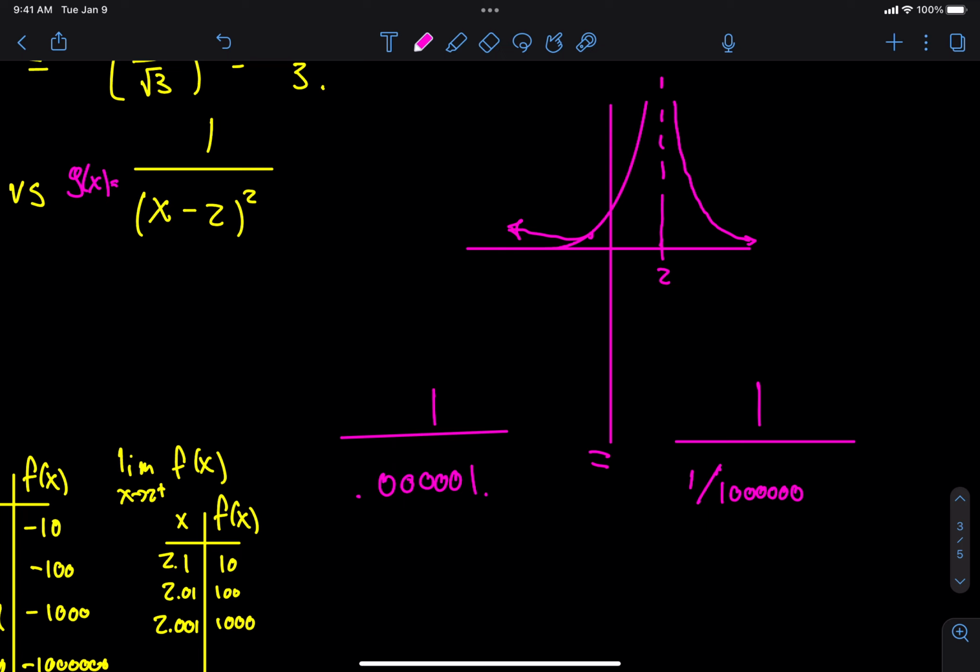See what I mean? 1 divided by 1 over a million is the same as 1 times 1,000,000. So dividing something by a super small number is the same as multiplying by a super big number. Okay?